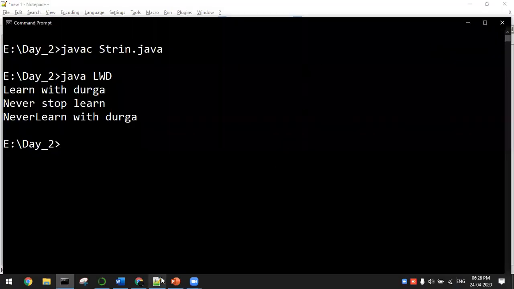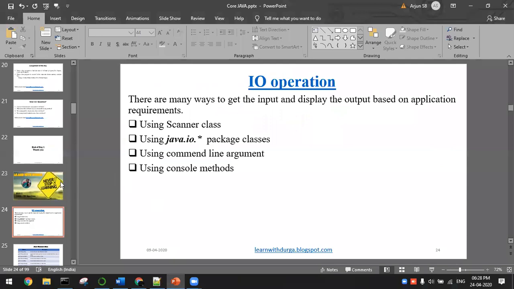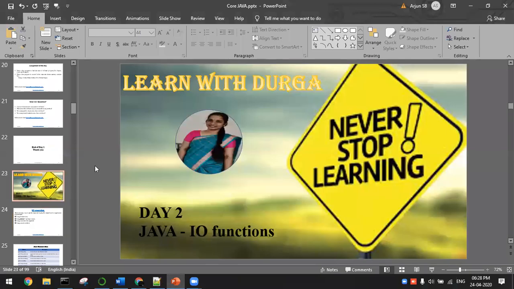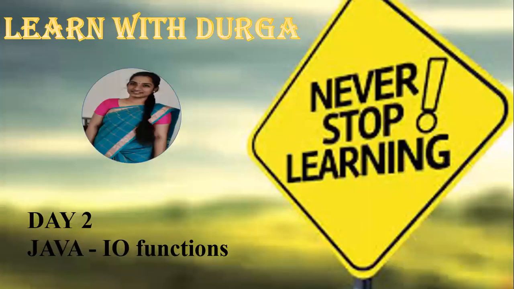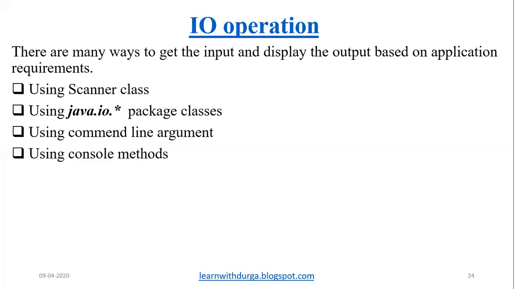So as for getting an input, we have seen the first method, the Scanner class. The next method we are going to use is the command line argument. With the help of a command line argument, while executing the program itself, you will be sending the input.